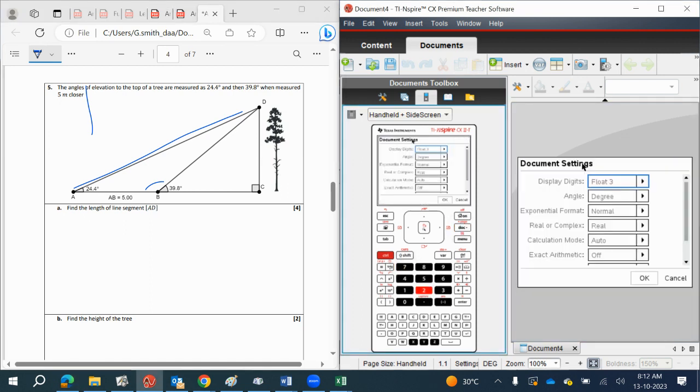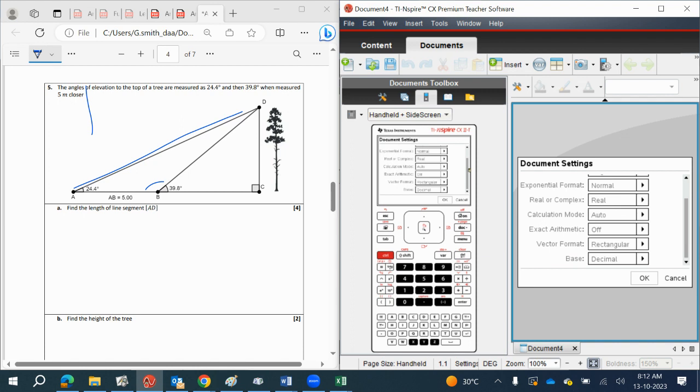And you want float 3 setting for 3 significant figures. You want to maybe switch on and off your exact arithmetic. So at the moment I have the exact arithmetic off here. If I want to get an exact answer, like a root 41 as my answer, I might go back in and switch it on again. So learn to switch this on and off.